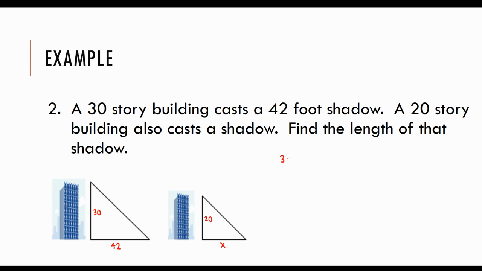So once again, staying consistent, I'm going to do the 30-story building over the shadow of that building. So height over shadow is going to equal height over shadow. If we want, we could simplify down 30 and 42. So 30 over 42 is going to simplify down because they're both divisible by 6. It's going to simplify down to 5/7. And then I can cross multiply. So we'll have 5 times X equal to 7 times 20, which is 140.